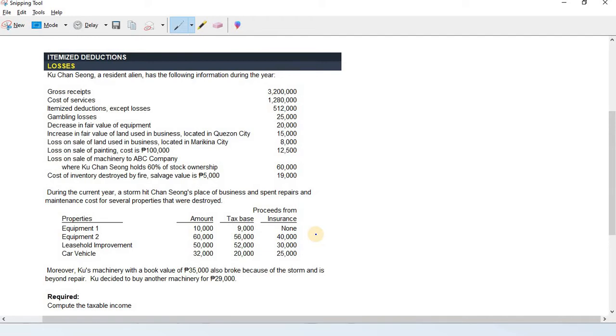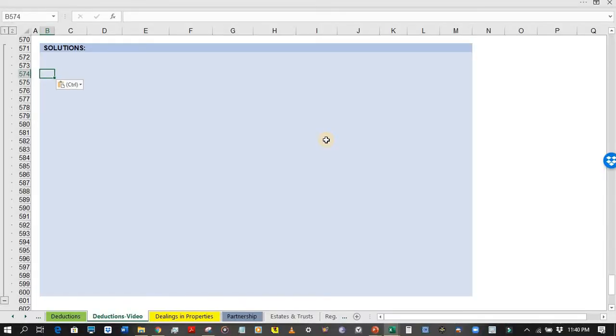So first, before we compute for the gross income, let us determine the amount of loss that is deductible from gross income because we have several items of losses here. So now let us start.